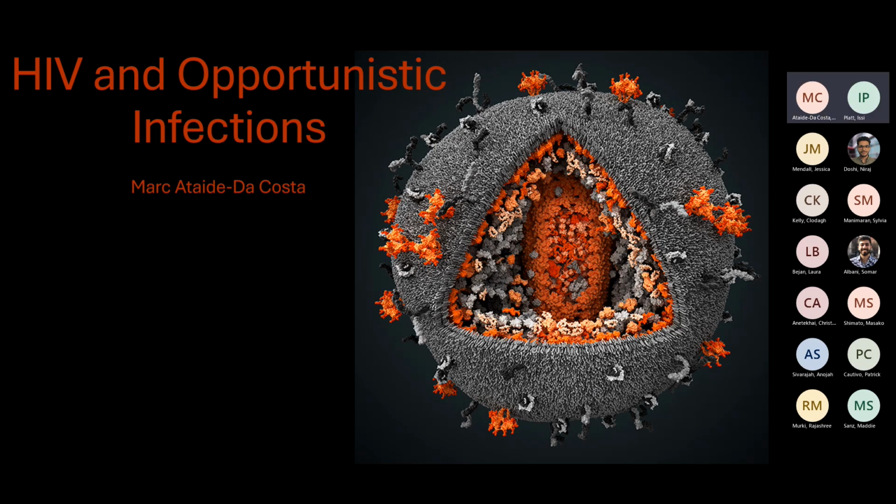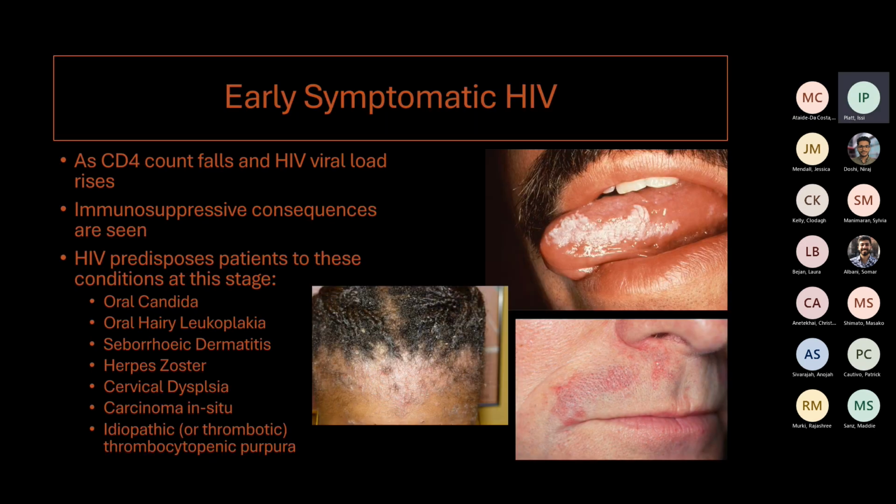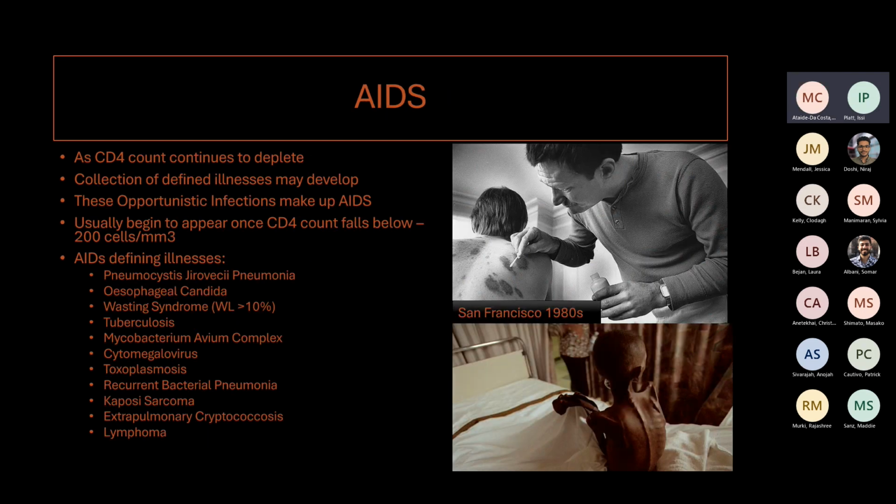Right, cool. So we're on slide 15. We went from early symptomatic, and now we're moving on to the final stage. This is when you're reaching a CD4 count of less than 200. This is when you start to get all the opportunistic infections, which are a collective of different illnesses which define acquired immune deficiency syndrome.